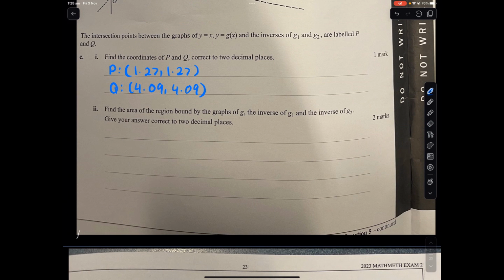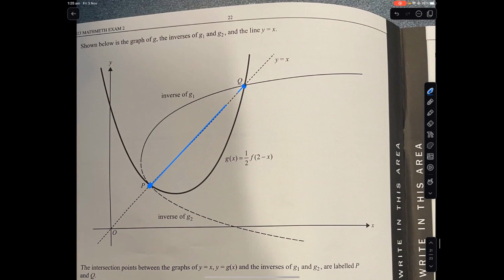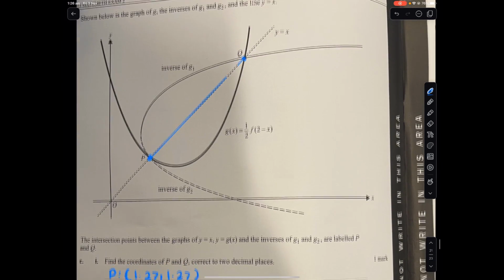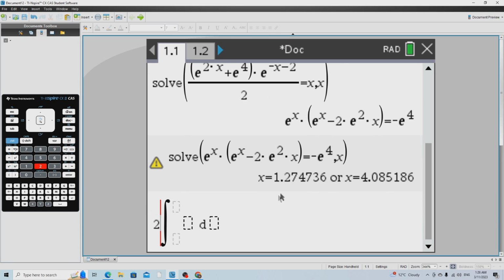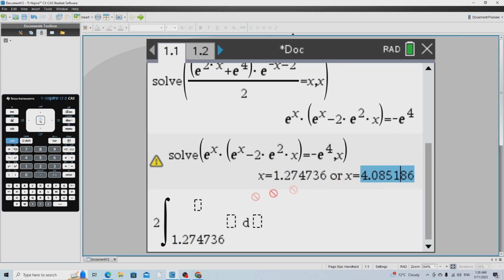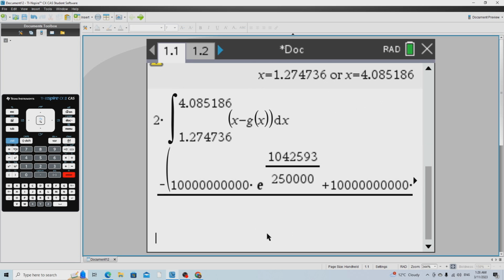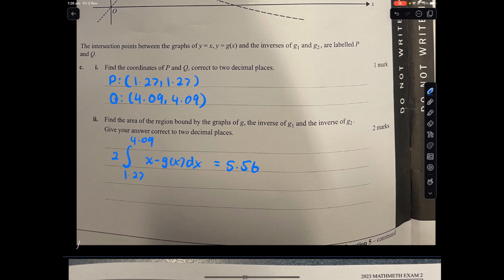So to do that, I'm going to double the integral from p to q, which is 1.27 to 4.09, of x minus g of x dx. That should give us the answer to 2 decimal places. So twice the integral from this point over here to this point over here, of x minus g of x dx, should equal, to two decimal places, 5.56 units squared. Done.